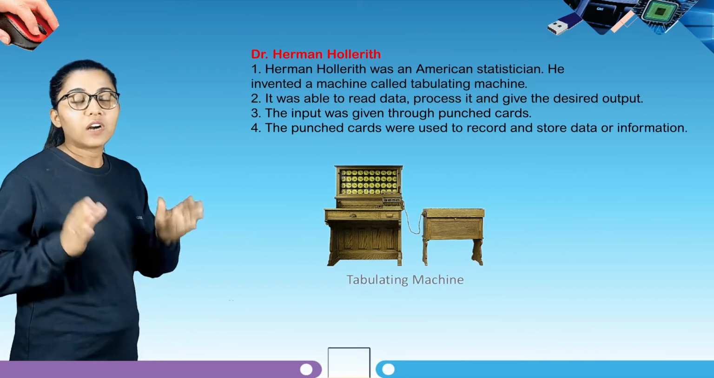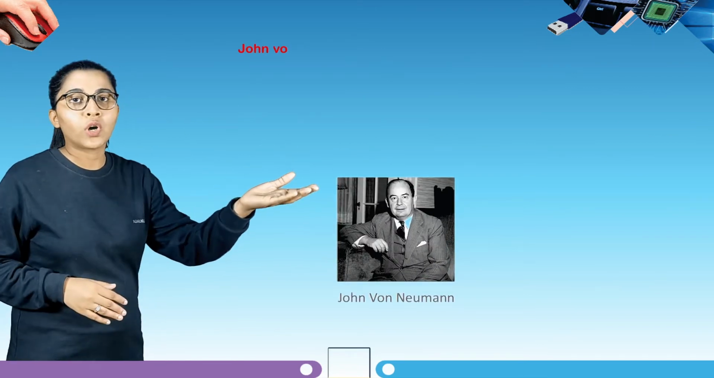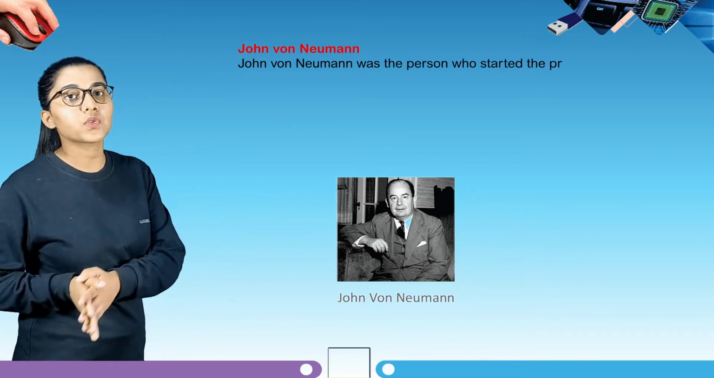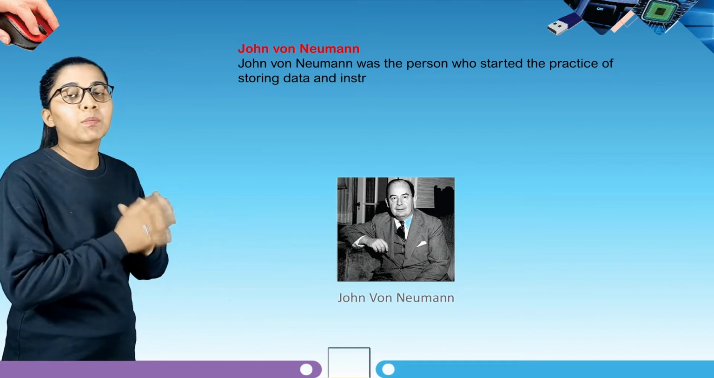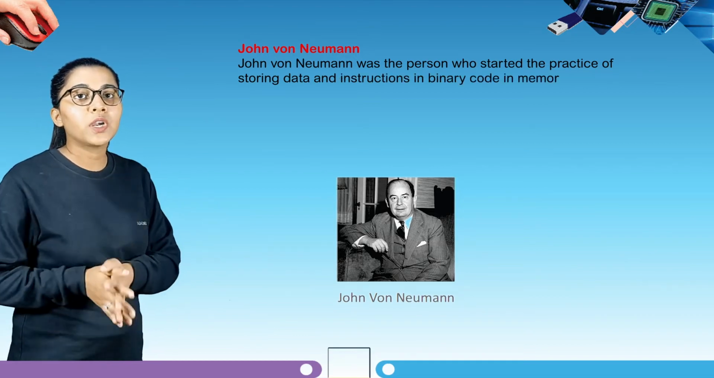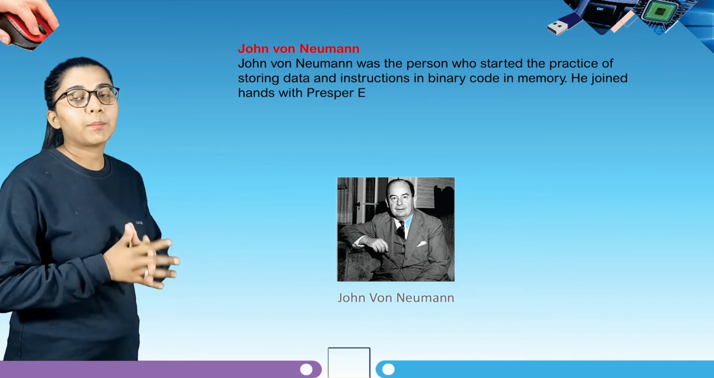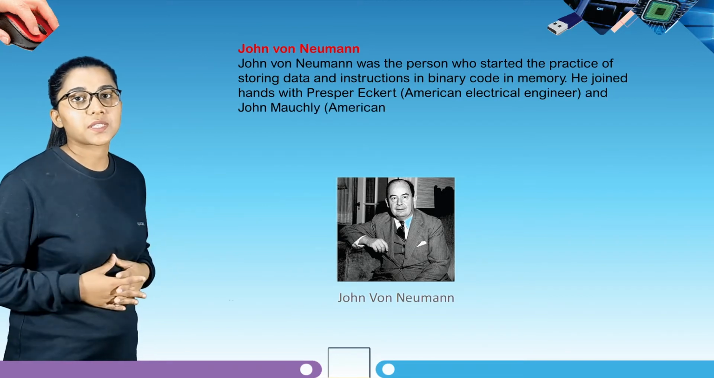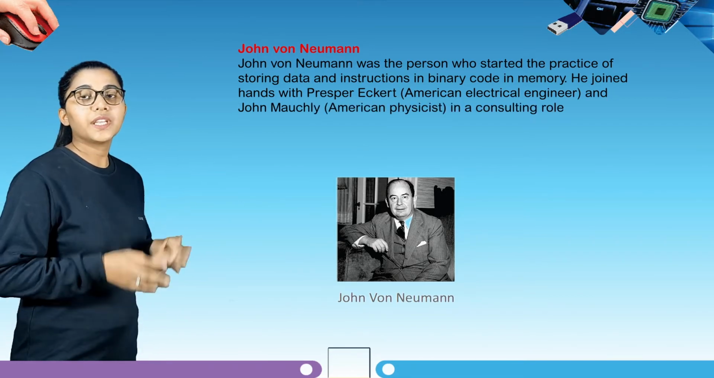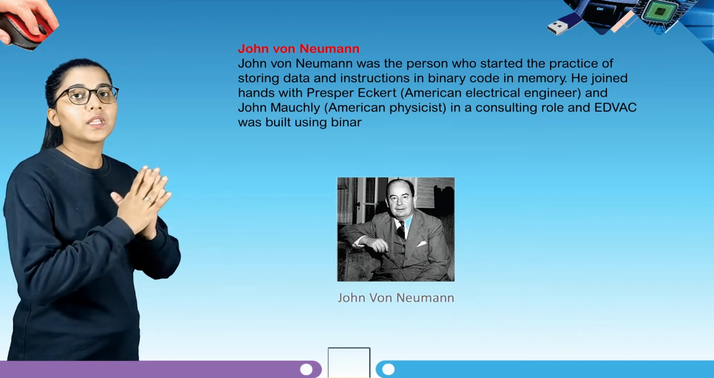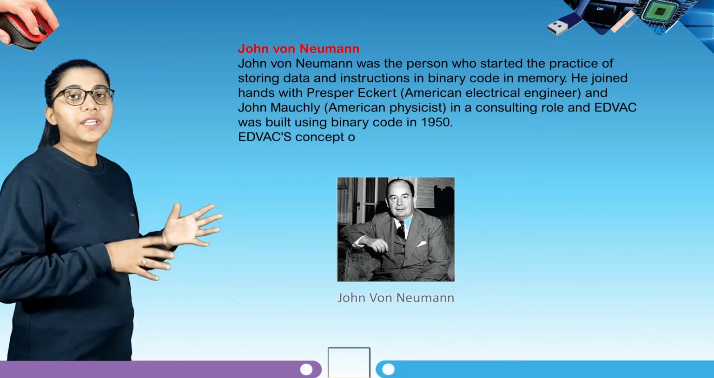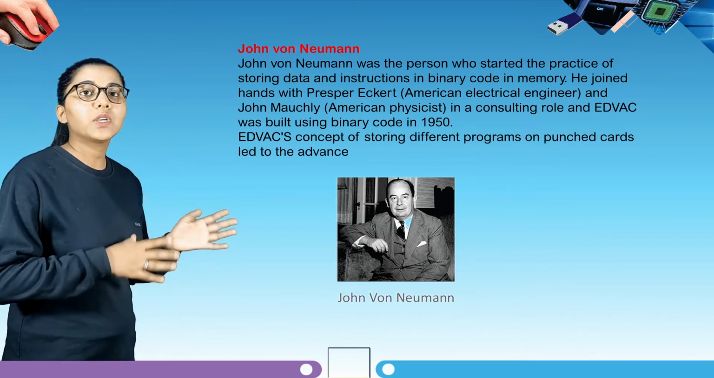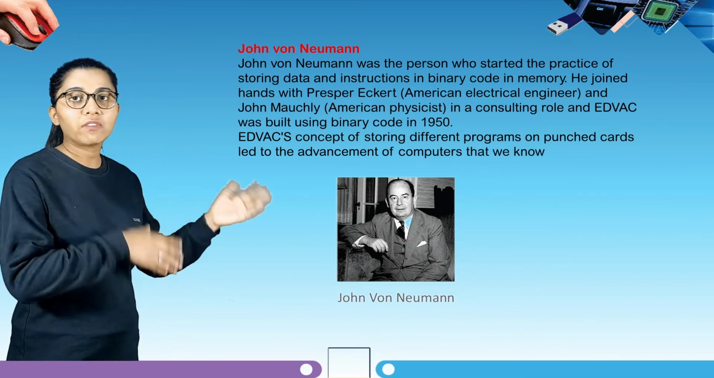Now students, our next inventor is John von Neumann. John von Neumann was the person who started the practice of storing data and instructions in binary code in memory. He joined hands with Presper Eckert, an American electrical engineer, and John Mauchly, an American physicist, in a consulting role, and EDVAC was built using binary code in 1950. EDVAC's concept of storing different programs on punched cards led to the advancement of computer that we know today.